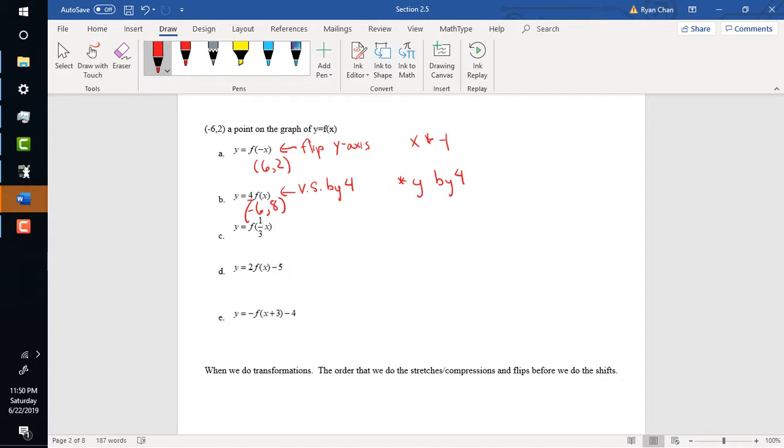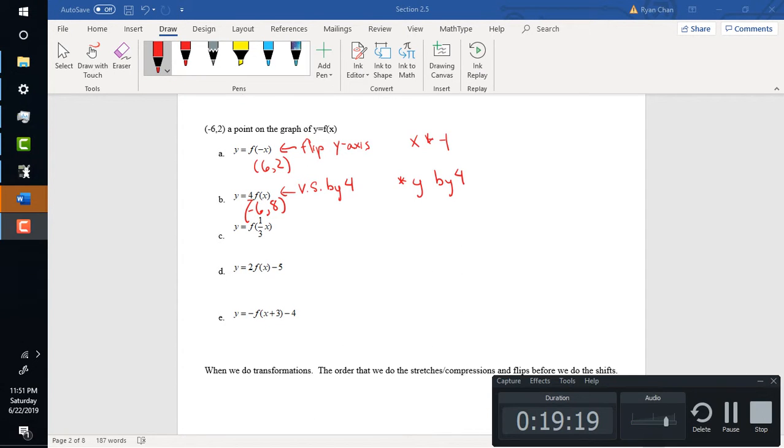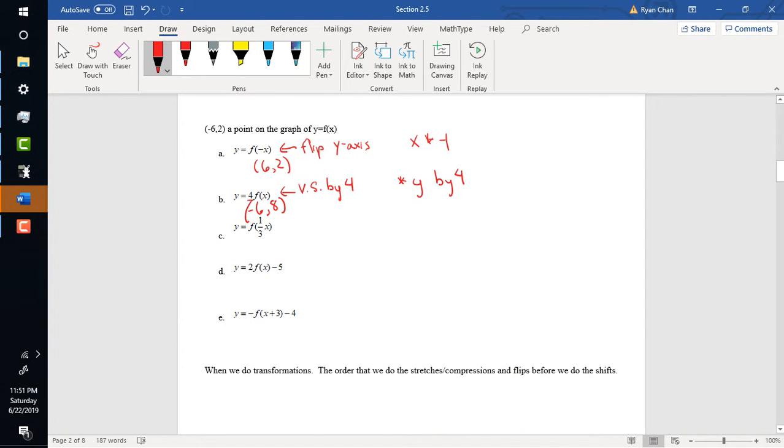So let's talk about part D and E, okay? D and E can be a little bit confusing because you have multiple order of operations, right? So you have multiple transformations happening. You want to make sure you do your operations in order. The general rule of thumb is to think of order of operations, right?